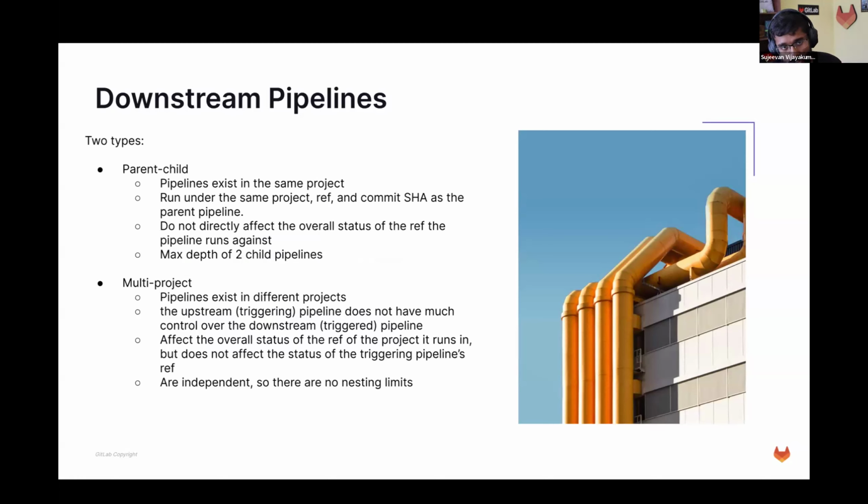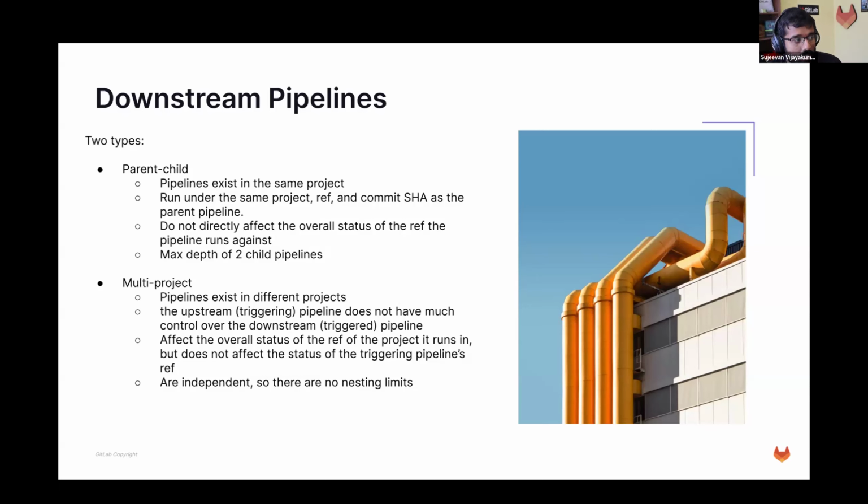The pipeline generally exists in the same project, and they share the same project reference and commit SHA as the parent pipeline. And they do not directly affect the overall status of the ref of the pipeline. The ref is basically the commit ID in your project. However, you can only have at maximum 2 levels of child pipelines. So one parent with a child pipeline, and that one can still have one child pipeline.